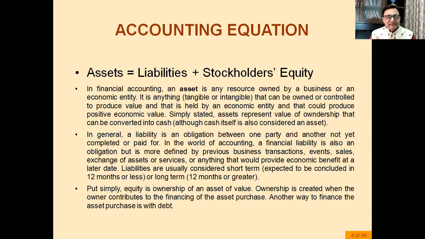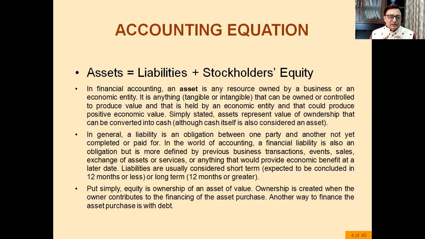One is the outsiders who have invested in the business. They are our creditors. They may be in the form of debenture holders as far as companies are concerned. It may be banks from where we have taken the loan. In general, outsiders' equity is known as liabilities, and in general a liability is an obligation between one party and another, not yet completed or paid for. In the world of accounting, a financial liability is also an obligation, but is more defined by previous business transactions, events, sales, exchange of assets or services, or anything that would provide economic benefit at a later date. Liabilities are usually considered short term, expected to be concluded in 12 months, or long term, expected to mature in more than 12 months.